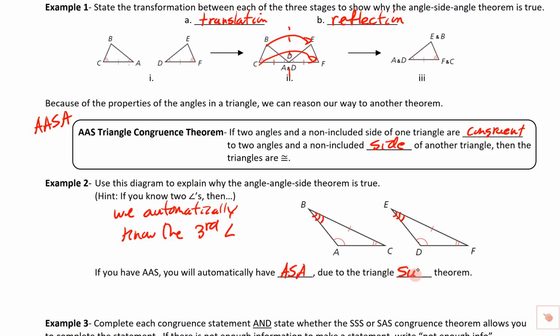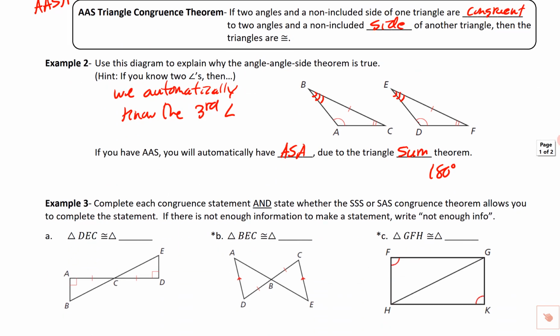Well, remember, we wrote this down the other day. It's because of the triangle sum theorem. It's because of that whole idea that they always add up to 180. So whatever these add up to, these would have to add up to the same one, and that means that last angle would have to be congruent. Okay, so that's how those work.